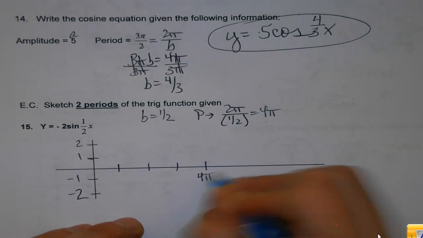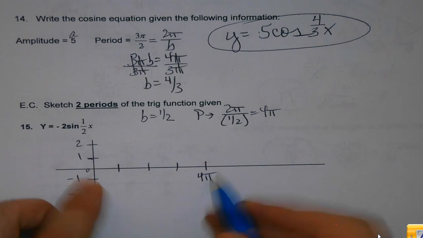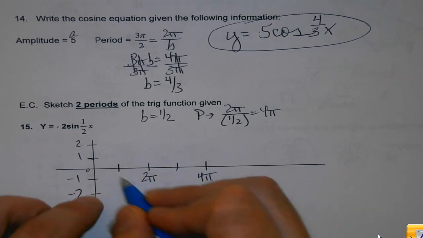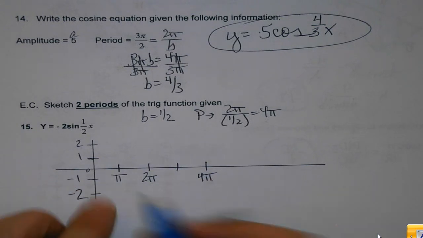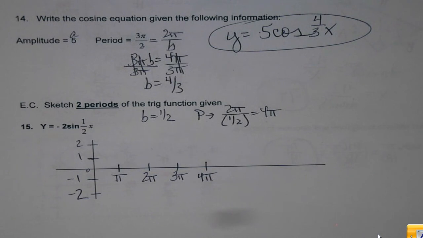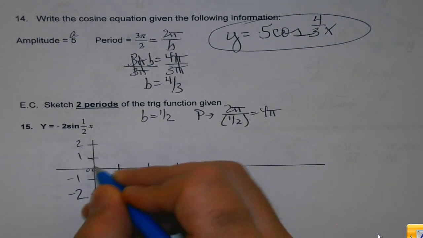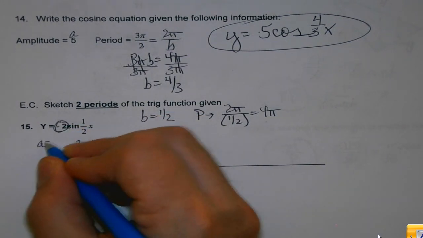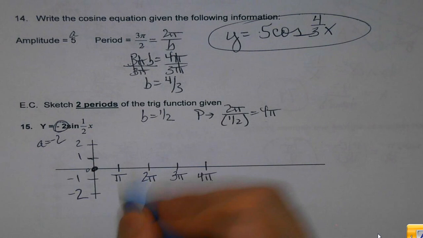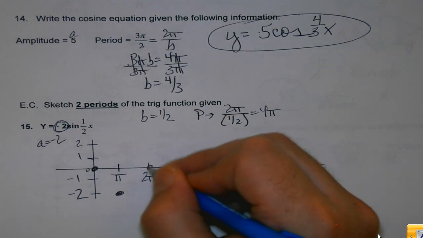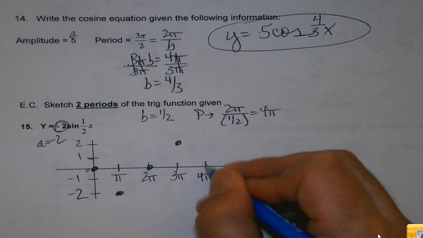So this is going to be 4 pi. What's in between 0 and 4? 2. What's in between 0 and 2? 1. 1, 2, 3, 4. Sine graph. Starts at 0. Be careful. That A value that's in front tells me where my first value besides 0 is going to be. So I open down. If that was positive, I'd have opened up. Back to 0, back to the top, back down.